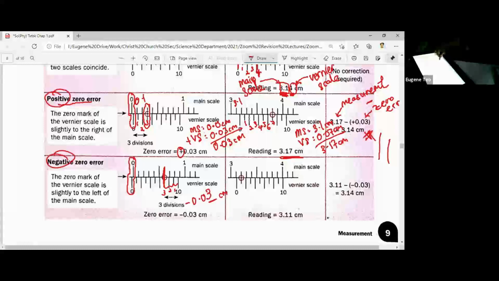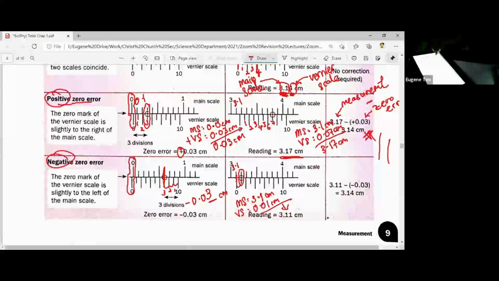So main scale, let's read the whole thing again. Then the measurement itself, how did it get 3.11? First things first, main scale: you can see here, it has crossed 3.1 but hasn't crossed 3.2. So my main scale reading is 3.1 cm. My vernier scale reading, which is the line that's aligned, is over here. So count 1. So this is 0.01 cm on my vernier scale, and hence I got 3.11 cm.